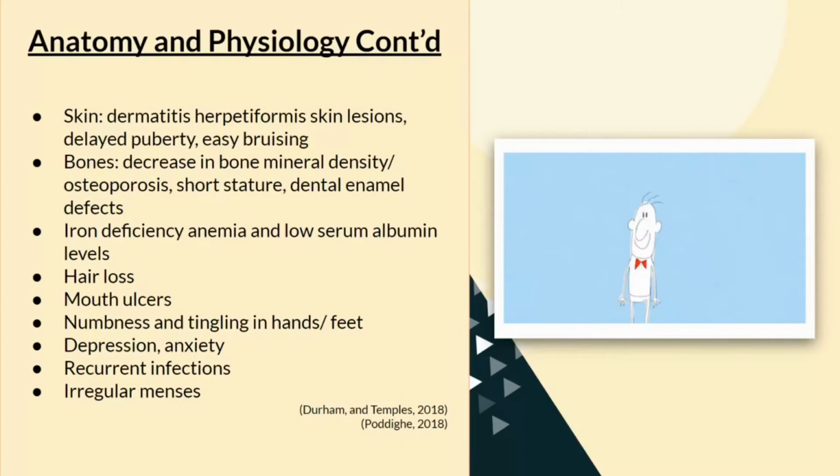So continuing from the previous slide, on the skin we can see dermatitis herpetiformis skin lesions, or severely blistering and itchy rashes. We can also see delayed puberty and easy bruising. In the bones, there is a decrease in bone mineral density or osteoporosis, short stature, dental enamel defects, iron deficiency anemia in which iron therapy does not work, low serum albumin levels, hair loss, mouth ulcers, numbness and tingling in hands or feet, depression, anxiety, recurrent infection, and irregular menses.